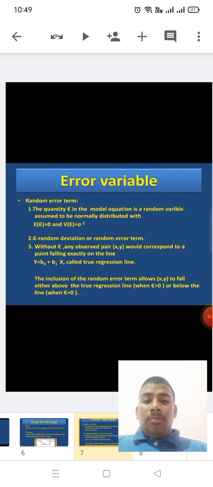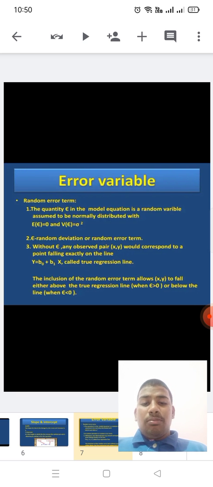Error variable, a random error term. The quantity e in the model equation is a random variable assumed to be normally distributed with E(e) = 0 and V(e) = sigma squared. e is the random deviation or random error term.